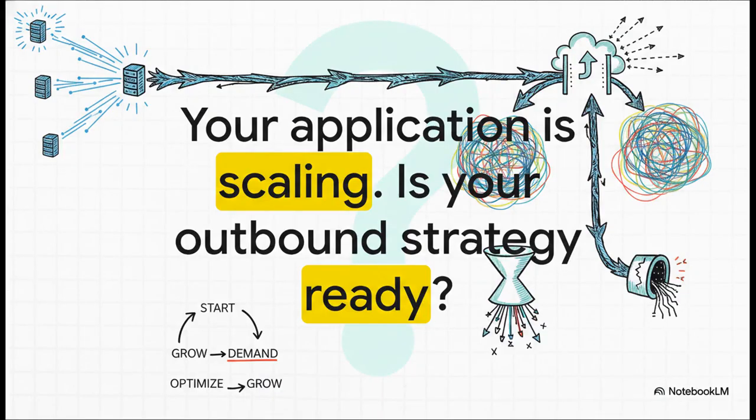And that really brings us to the final thought I want to leave you with. As your application grows, as it serves more and more users, the demand on its outbound connections is going to grow right along with it. Those default implicit methods that seemed fine when you were just building a prototype, they are going to fail you at scale. So, I want you to go take a look at your own architecture and really ask yourself, is my outbound strategy ready for what's next?